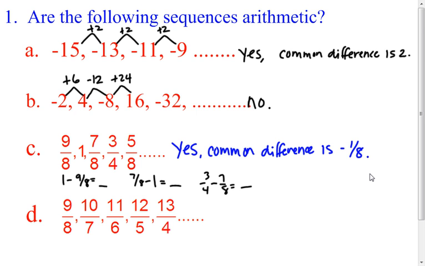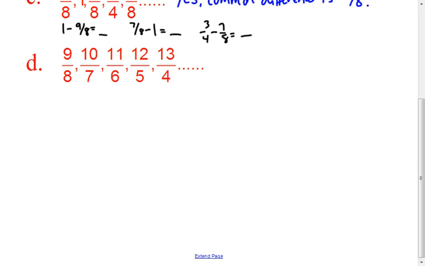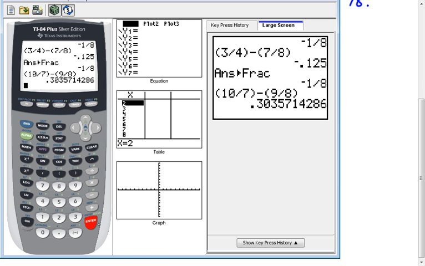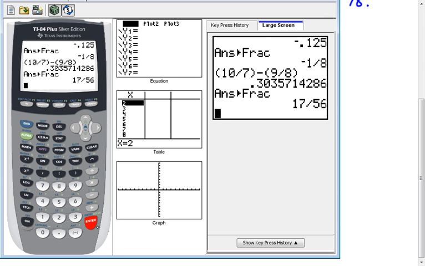Okay? And so on the next one, we're going to approach that very similarly. I'm going to take one number in the sequence, 10/7, and I'm going to subtract the previous number and see what I get. Okay? And check a couple of spots. Do I get the same thing when I take 12/5 minus its previous number, which is 11/6? Okay? Let's check it. I'm just going to check a couple spots here. So 10/7 minus 9/8. 10/7 minus 9/8. Hit math, enter, enter. And I get 17/56.